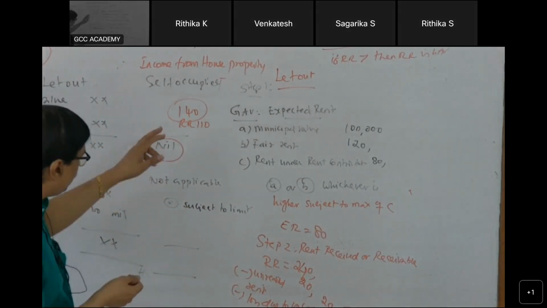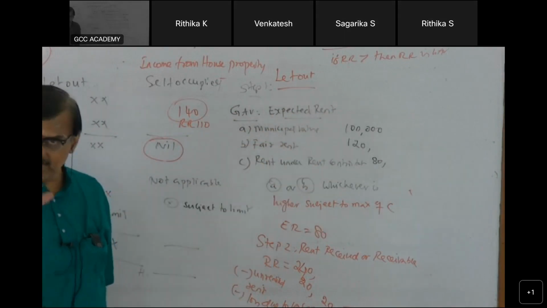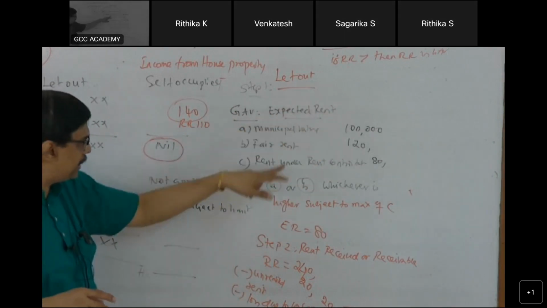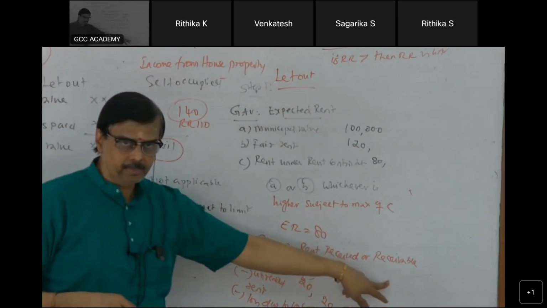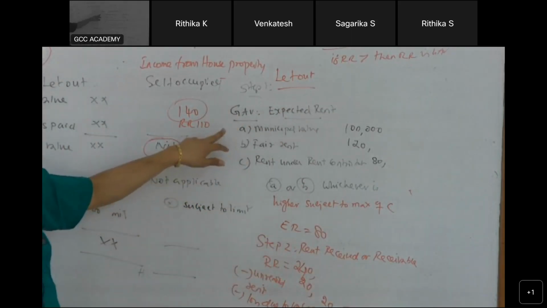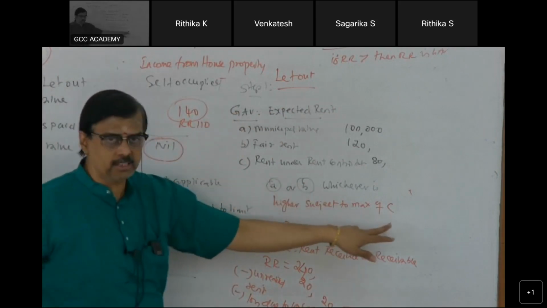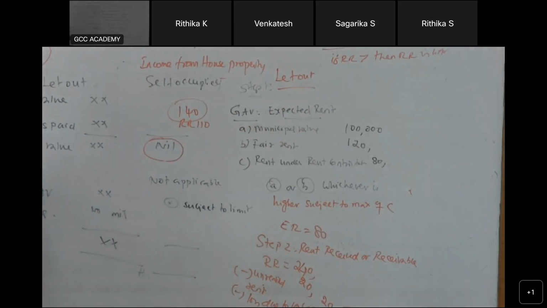So step 1, calculate ER, the expected rent. GAV calculation needs two figures: one is expected rent, and the other is rent received or receivable. Expected rent is A, municipal value; B, fair rent; C, rent under Rent Control Act. A or B, whichever is higher, subject to maximum of C.